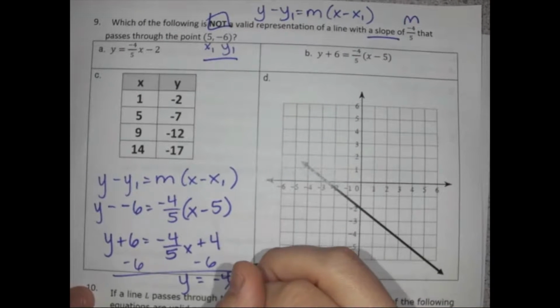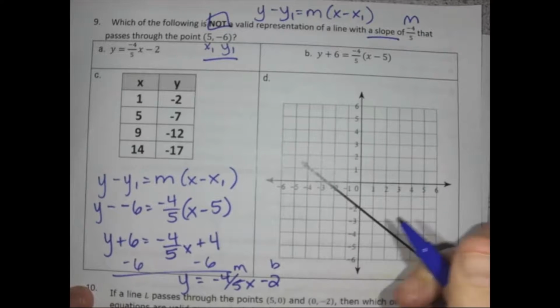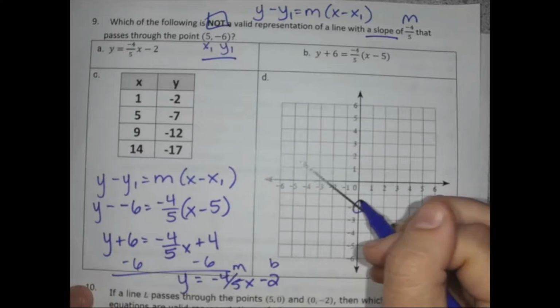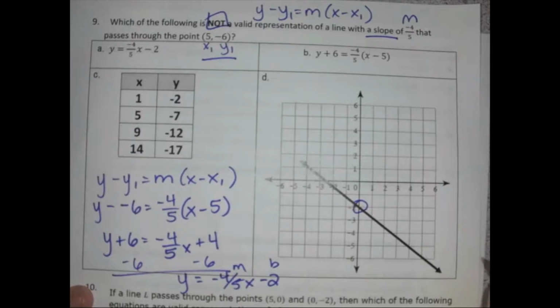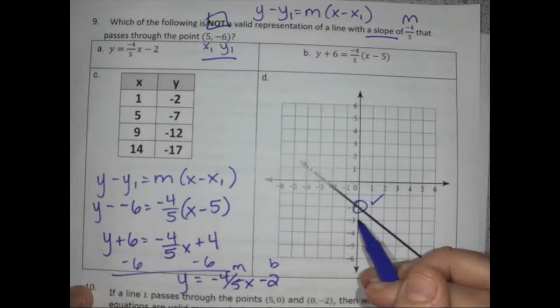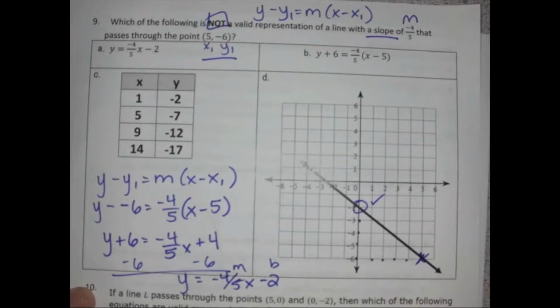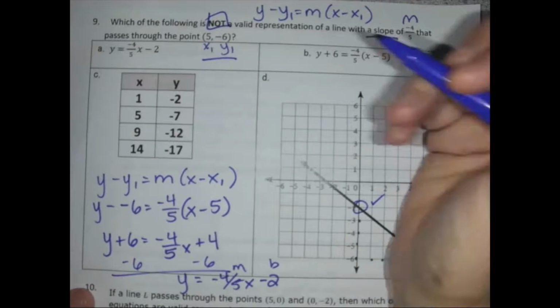So this means that I have a slope of -4/5 and a y-intercept of -2. Let's look at the graph. It hits at -2, so that is a good point in our category right there. Let's see if we can go down 4: 1, 2, 3, 4, and over 5: 1, 2, 3, 4, 5. Boom, on the money. This is a possible answer.